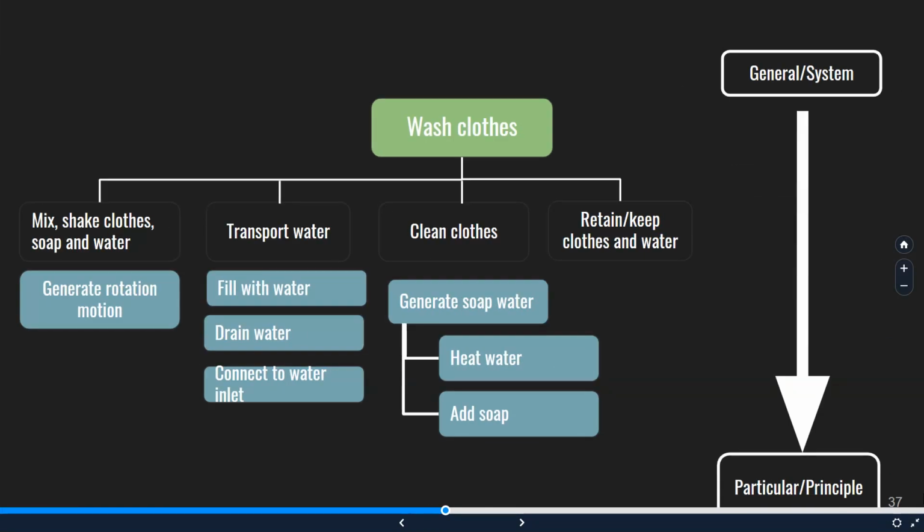Let's talk about a washing machine again. The main function of a washing machine is to wash clothes. In order to wash clothes, I have sub functions. One is mix, shake clothes, and add soap and water. The other one is transport water. The other one is clean clothes. And the other one is retain or keep clothes and water. You see how we go from the general function, from the big picture, to the particular or to the principle.